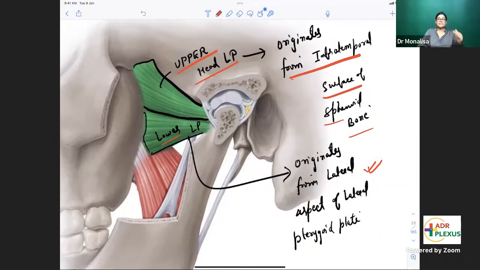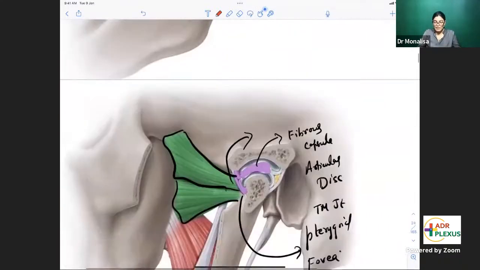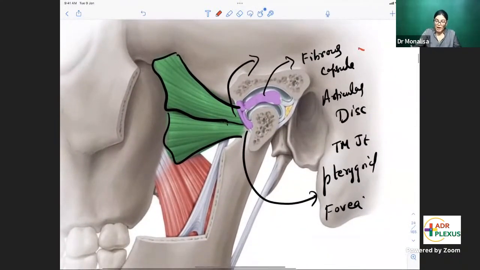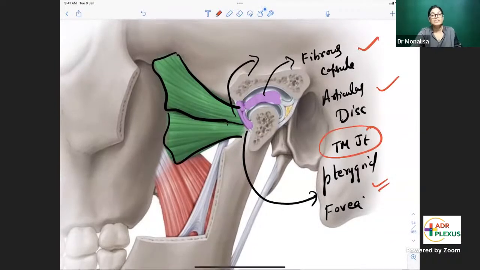Raghupati, it's the lower head originating from the lateral aspect of the lateral pterygoid plate, and the upper head of the lateral pterygoid muscle originating from the infratemporal surface of the sphenoid bone. What about the insertion? Insertion occurs in the fibrous capsule, the articular disc of the TM joint, and the pterygoid fovea anterior to the neck of the mandible. Okay, thank you. Great, Raghupati. Let's move on to the next one.